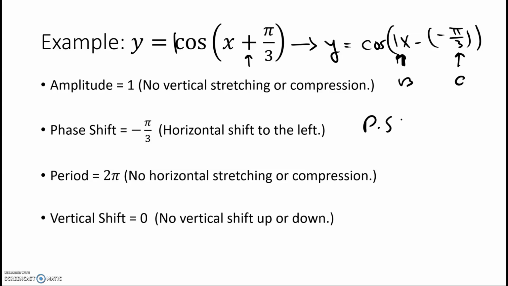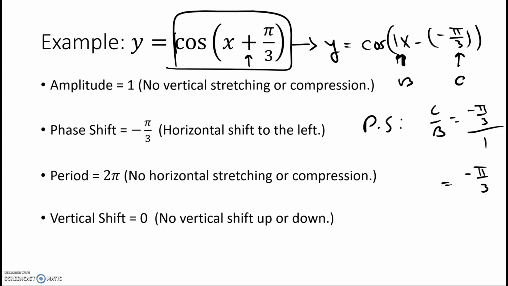So phase shift would be c over b, or negative pi over 3, that whole thing divided by 1, which would still just be negative pi over 3. So it's going to go to the left. Now again, there's two ways you can look at this. I have a positive sign right here, so it's going to do the opposite. It'll go to the left. Or you can actually find the phase shift, and whatever sign we have here, it's negative. Well, that means I have to go to the left.